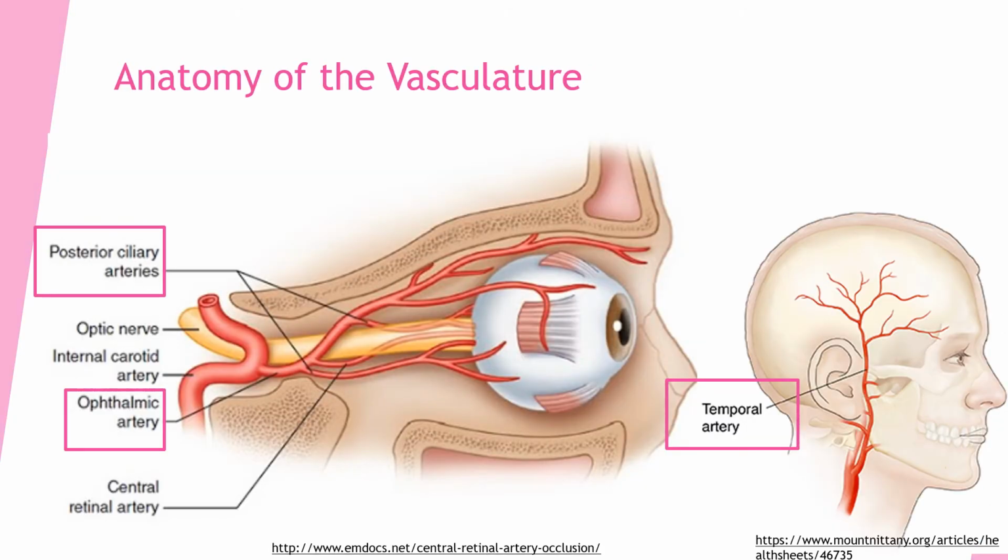Let's take a look at the vasculature where AAION and the GCA can occur. So there's the internal carotid artery leading from the heart all the way up into the neck and into the head. This turns into the temporal artery as it crosses the temporal area of the head, which then branches out into an ophthalmic artery and then to the posterior ciliary arteries that feed the optic nerve.